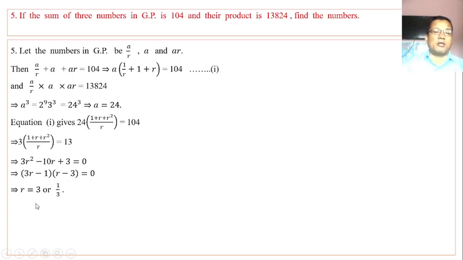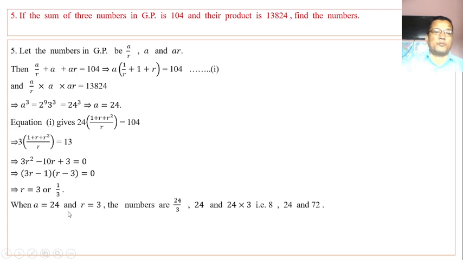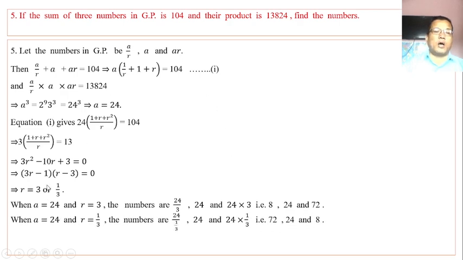When a is 24, r is 3, the three numbers are 24 by 3, 24, and 24 times 3, which simplify to 8, 24 and 72. When a is 24 and r is 1 by 3, substituting in the expressions we get 72, 24, 8. Thus the three numbers are either 8, 24, 72 or 72, 24, 8.